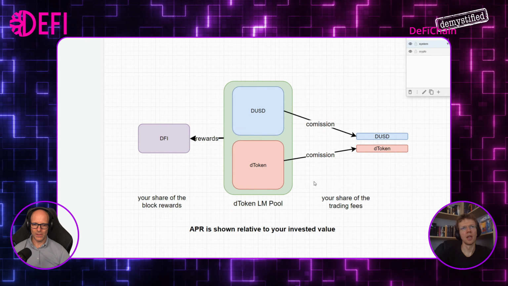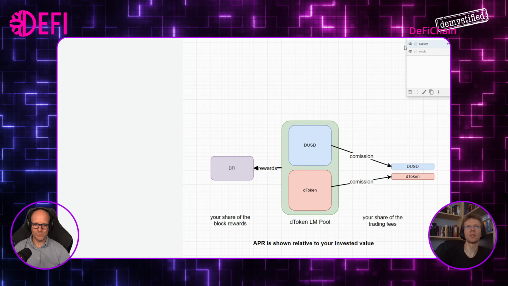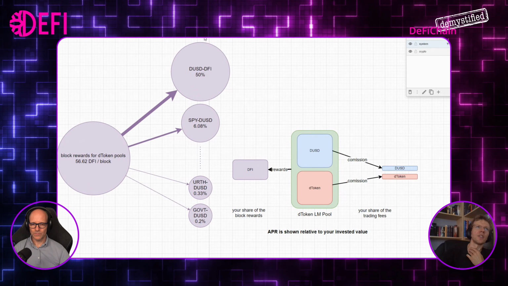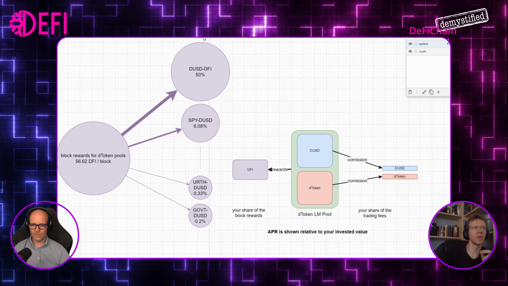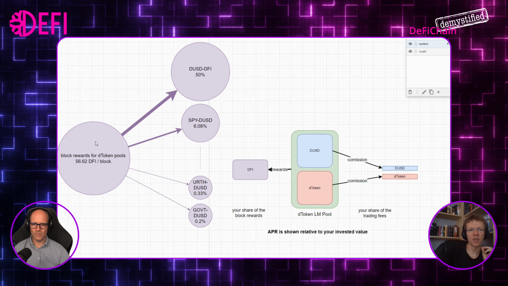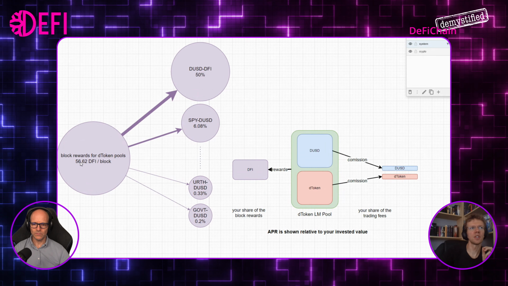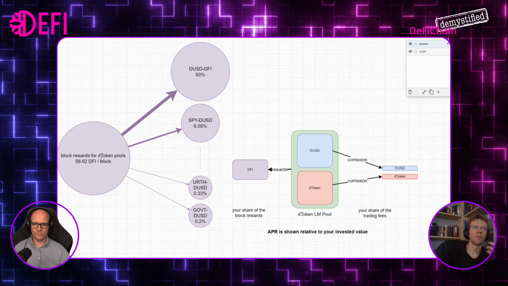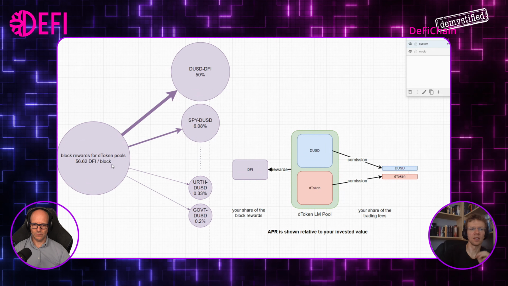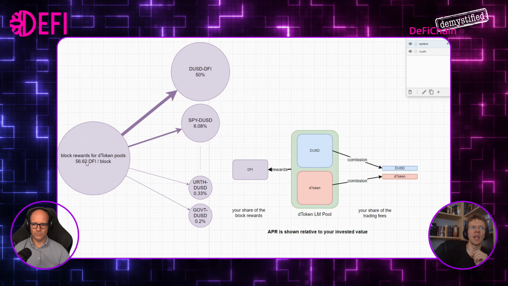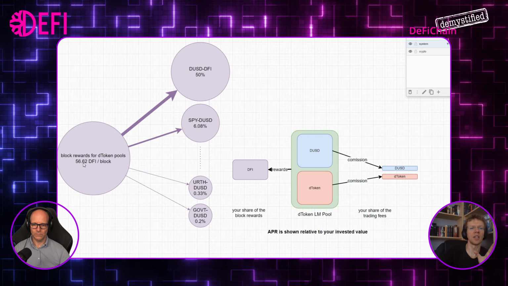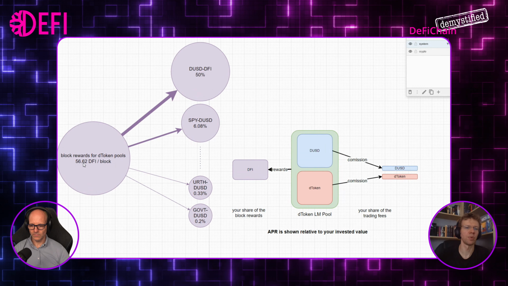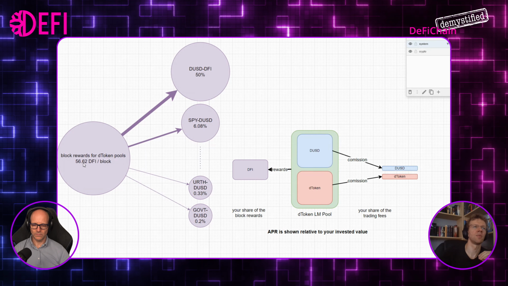Exactly. And one more thing to mention, because it fits the whole idea. This is in the code, basically. We have block rewards. For each block, there are currently 56.62 DFI emitted, created, and shared over the dToken pools. That's the dToken pool rewards. They are 56.62 every block. They reduce over time, but only algorithmically. It has nothing to do with market prices or anything. Always that amount per block.